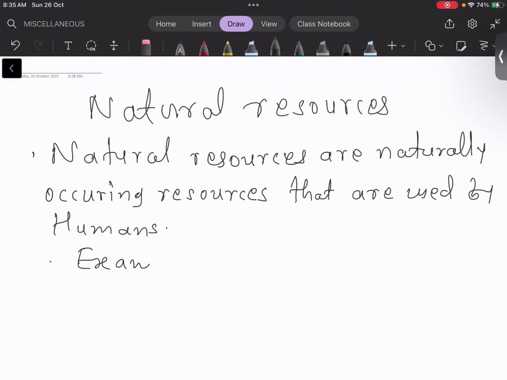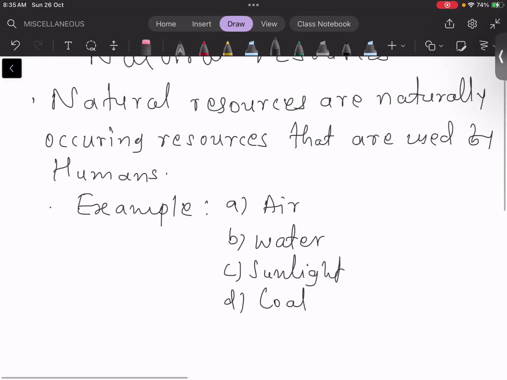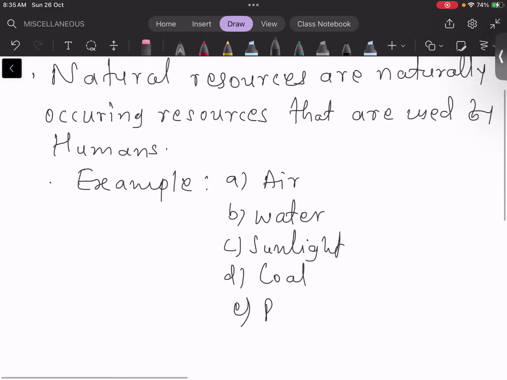First one is air. Second one is water. Third one is sunlight. Fourth one is coal. And last one is petroleum. So these are five naturally occurring resources.